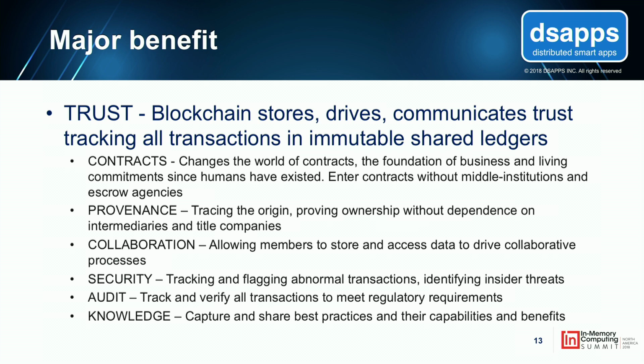You can actually set up contracts. Contracts are sort of the foundation of how humans interact with each other, businesses interact with each other, and it's always been done with middlemen, with escrow agents, with lawyers and so on. And now we can do that actually, but you can enter into contracts without middle institutions. You can prove your ownership of something. You can prove ownership of titles and so on. What we call provenance or tracing the origin, without depending on title companies, without depending on institutions and so on.